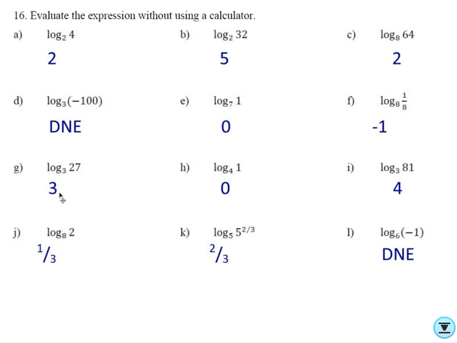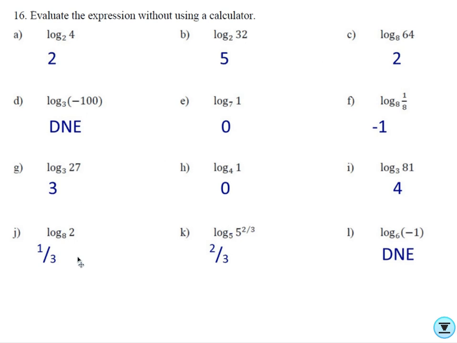3 to what power is 27? That's 3. E and H are very similar. 4 to what power is 1? That's again 0. 3 to what power is 81? That's 4. 8 to what power is 2? This one's a little bit tricky. If they were reversed, it would be 3.